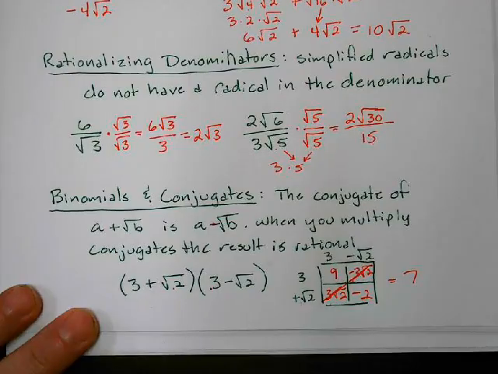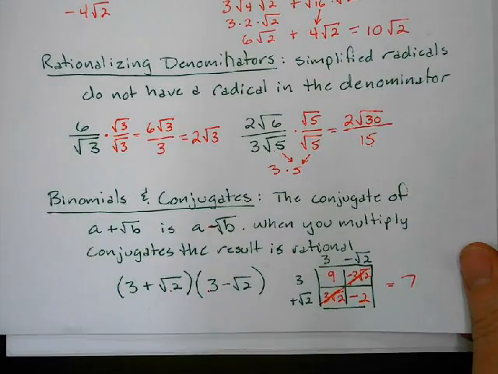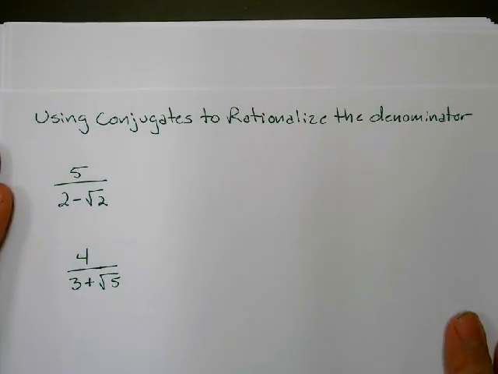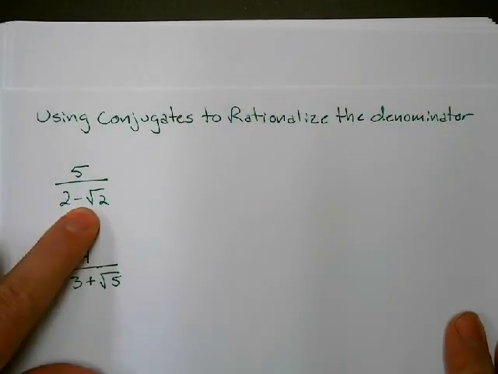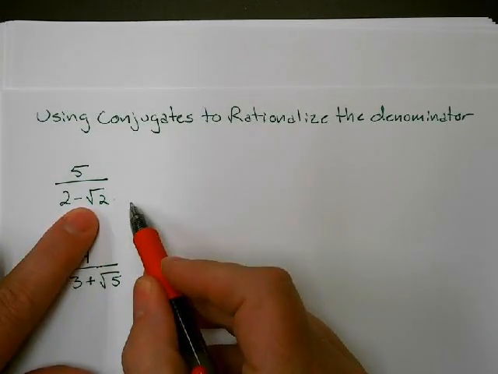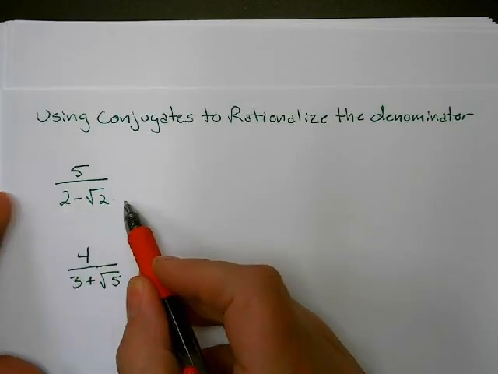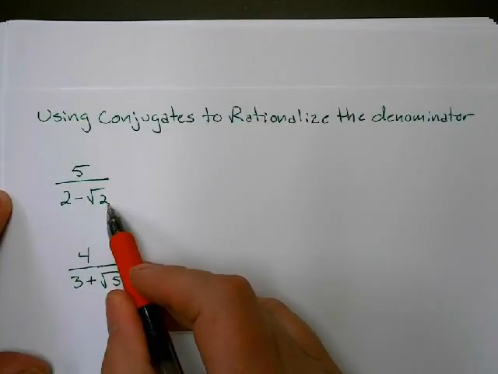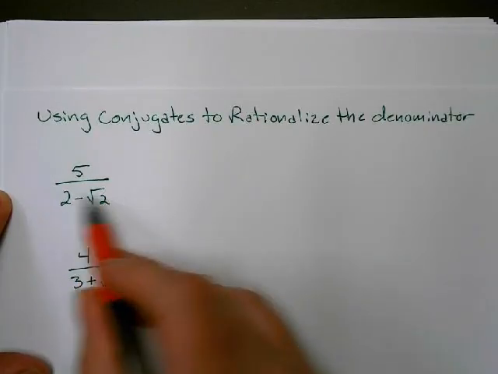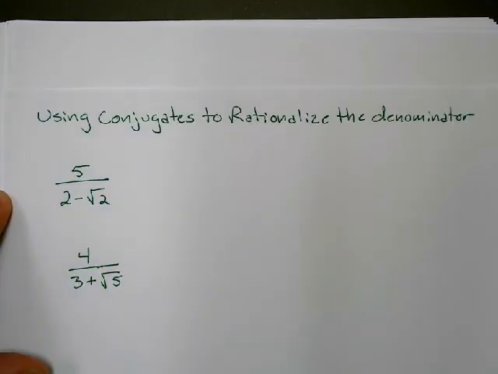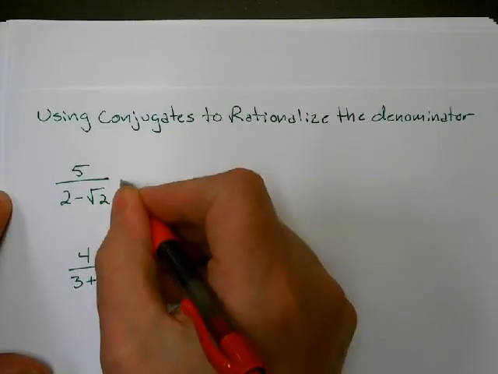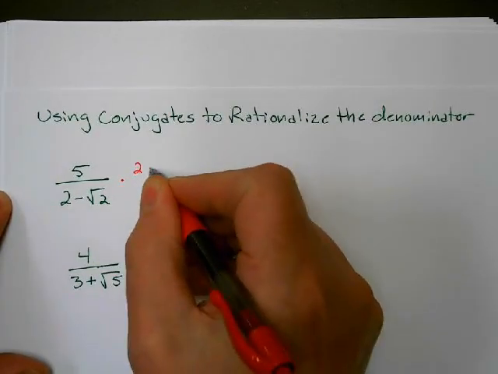All right, last thing. Now we're going to use conjugates to rationalize the denominator. Again, we're not allowed to have radicals in the denominator, but I can't just multiply by root 2. If I multiplied this by root 2, I'd get 2 times root 2 minus 2, right? Because I'd have to distribute the root 2 to both these, and I'd still have a radical down there. So if you have a binomial, you can't just multiply by root 2. You have to multiply by the conjugate, which would be 2 plus root 2.